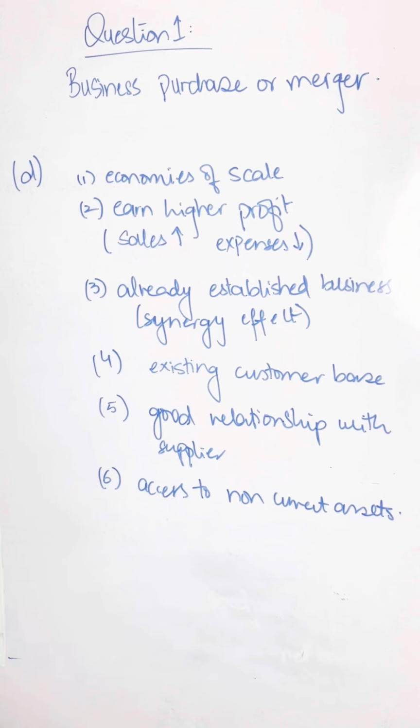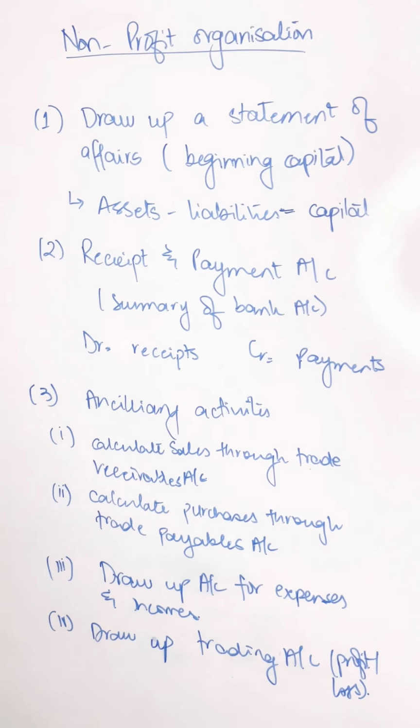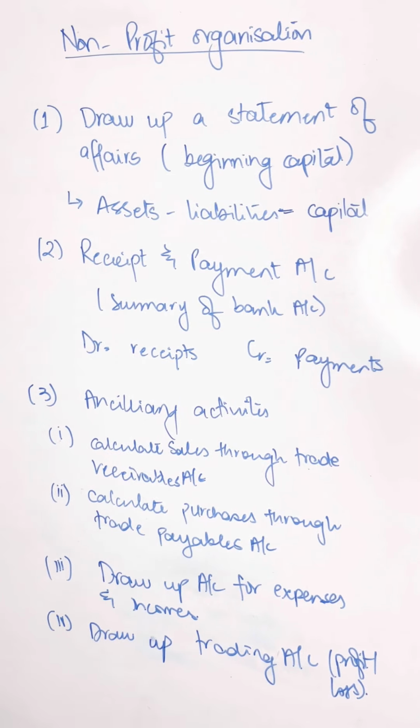You have an established existing customer base. You have a good relationship with the supplier, which means that discounts or bulk buy discounts can be availed. And lastly, access to non-current assets, which means the financial position of your business will be strengthened. Now the second question is related to non-profit organizations.